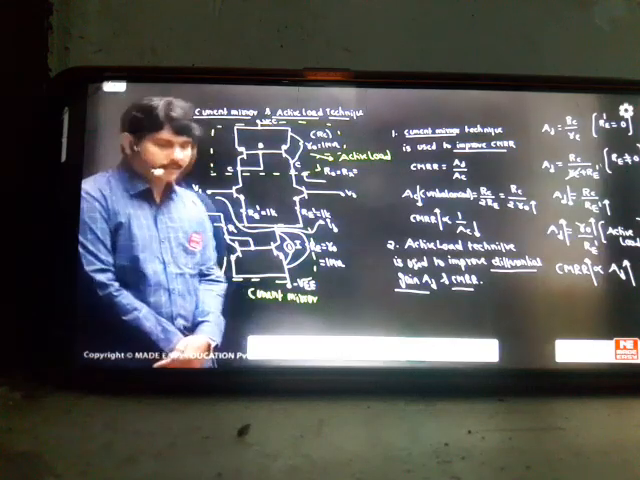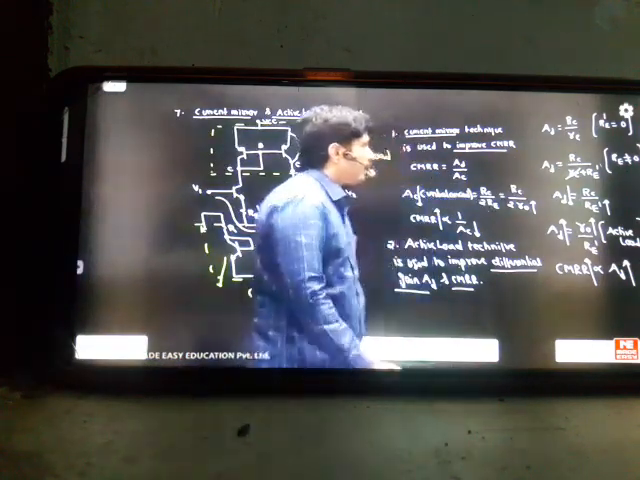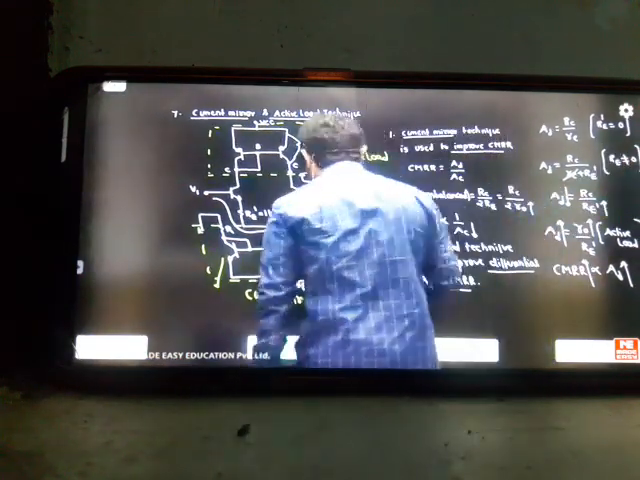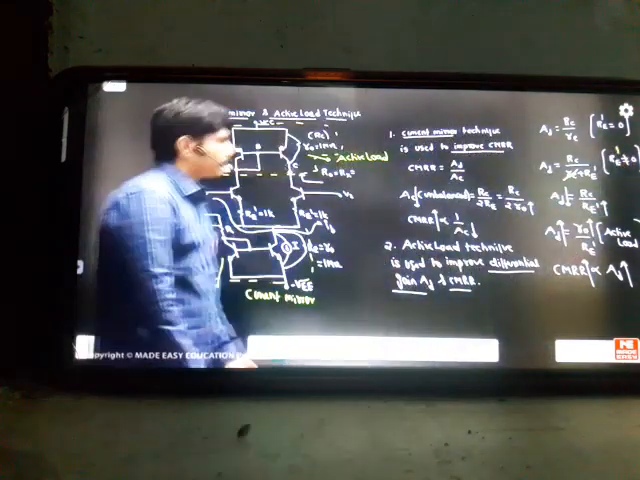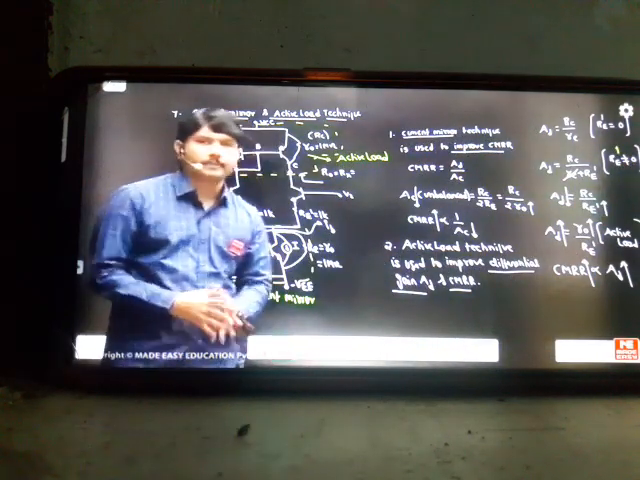Sneha Kumari, in the first line it is RE dash is 0, in the second line it is RE dash is not equal to 0. Sorry, it is not RE, it is RE dash. RE dash is not equal to 0. So with this, friends, I have completed the total concept.